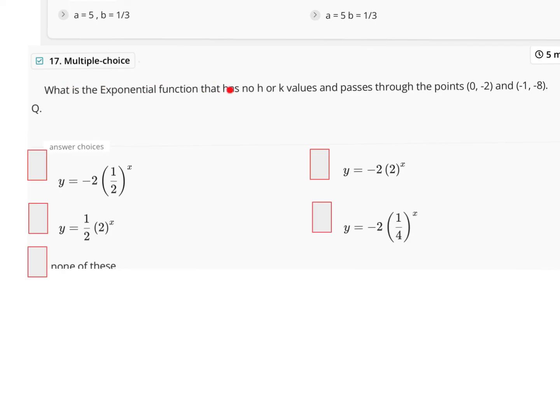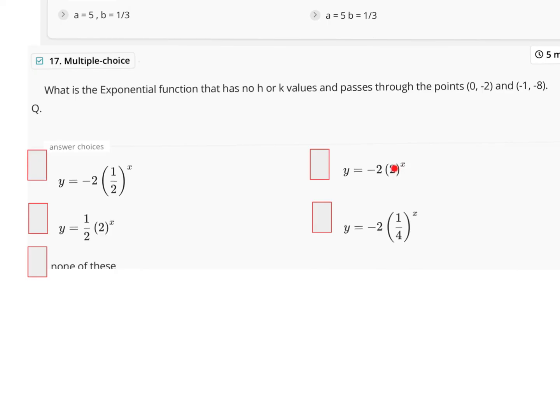What is the exponential function that has no h or k values, that passes through (0, -2) and (-1, -8)? You could do all the algebra, or you could simply plug in your x and y values and see which one works for both of these coordinates. So pretty simple. If you plug in a 0 into x, will you get out a -2?